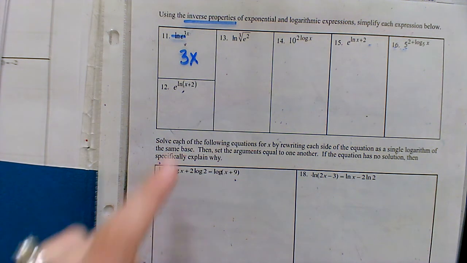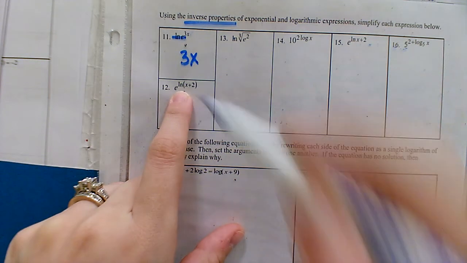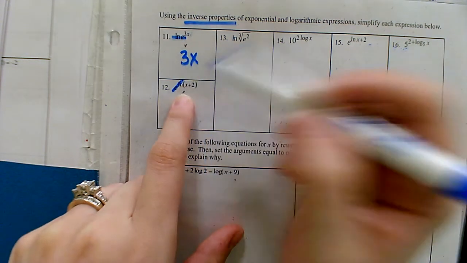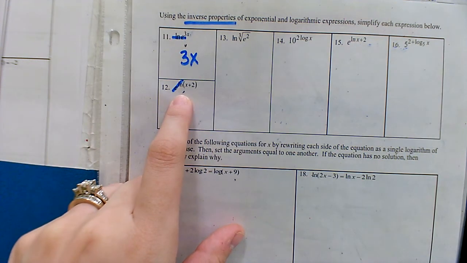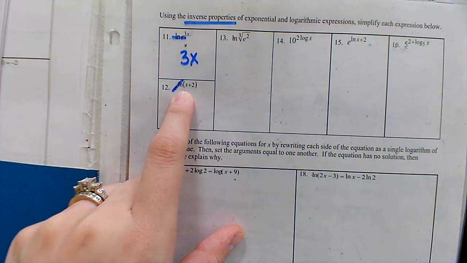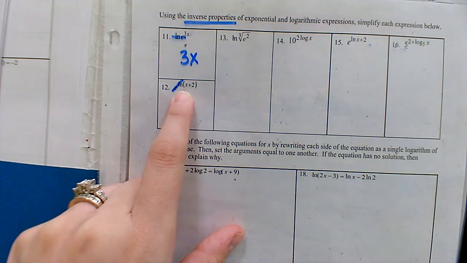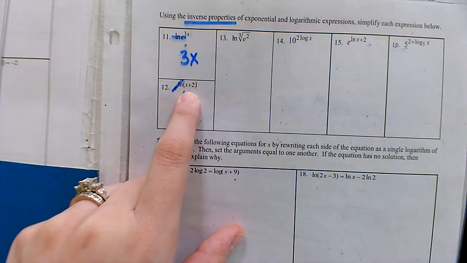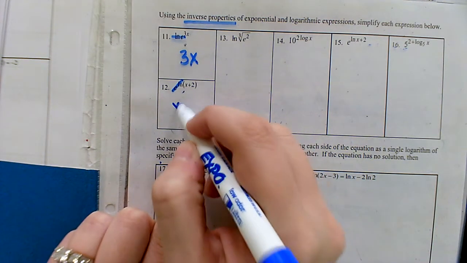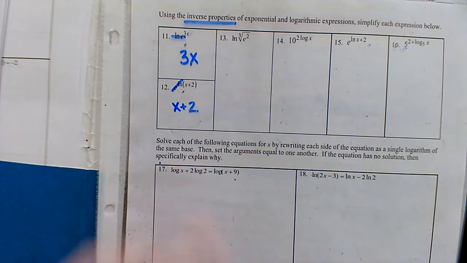Go ahead, Marie. E and the natural log. You have e, base of e for the exponential. The log is a base of e because it's a natural log. Those cancel each other out, and it looks like we're left with the argument of x plus 2.